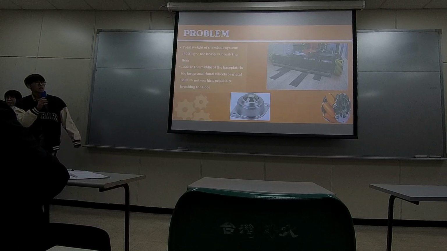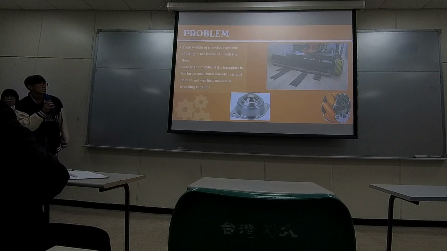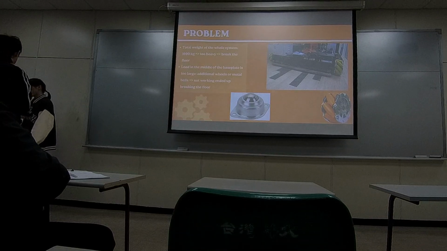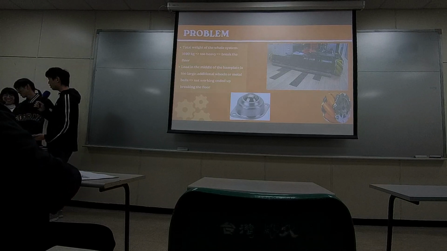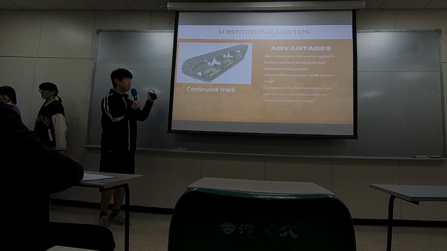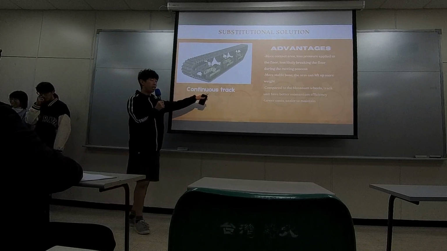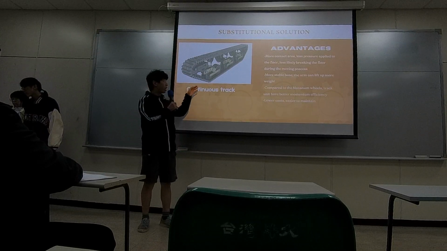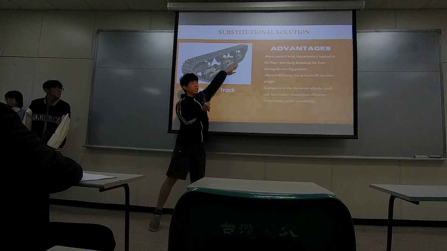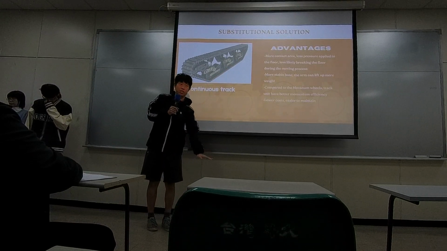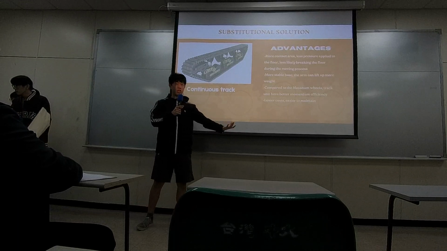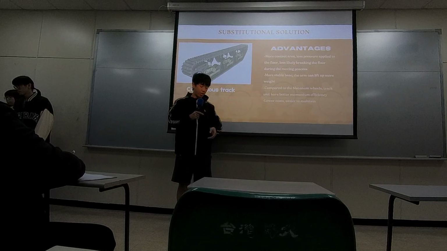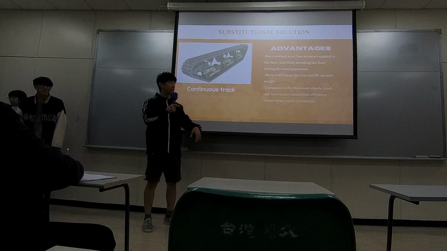Previous people tried to increase the wheels or add metal bolts, but it's not working. It will still break the floor. So the solution we thought of is to change the wheel unit to a continuous track. The advantage of a track is that the surface area in contact with the floor is much larger than the wheel itself, so the pressure distribution is more even. It will not have a very concentrated force on the floor, so it will not break the floor.